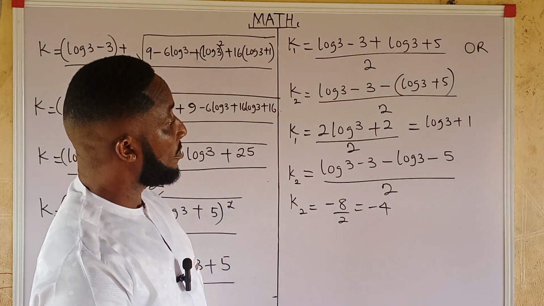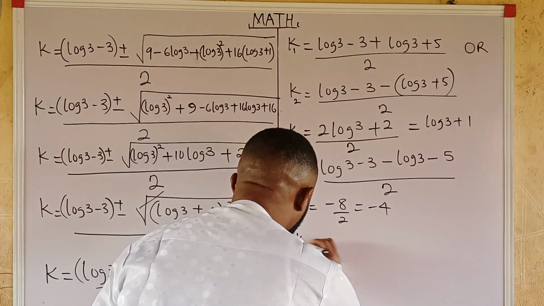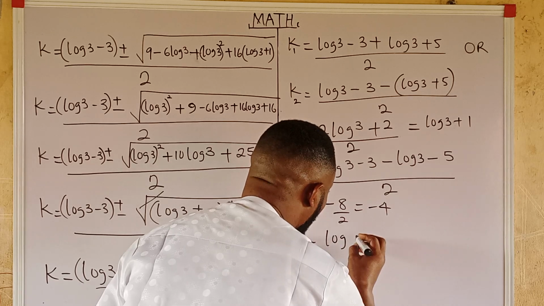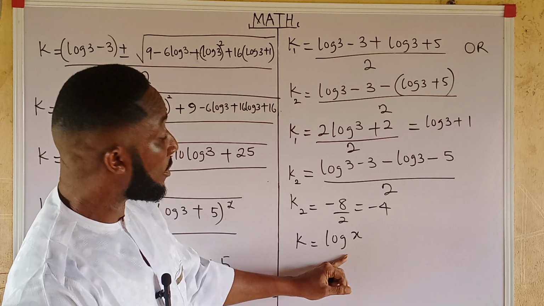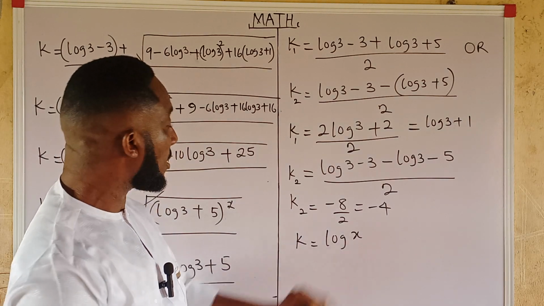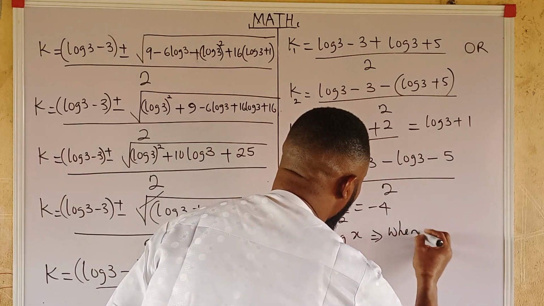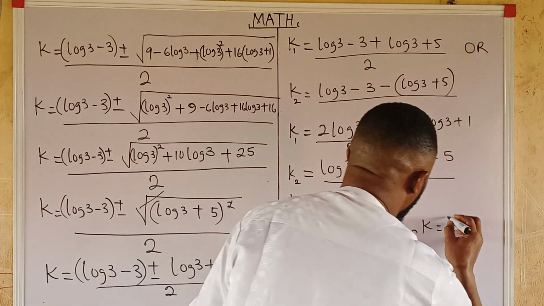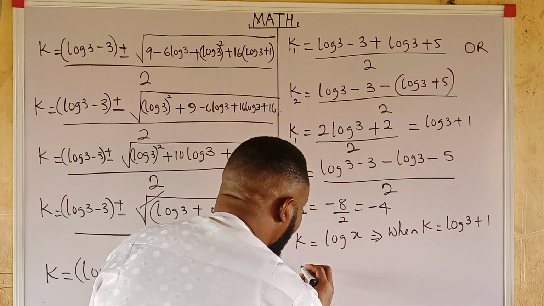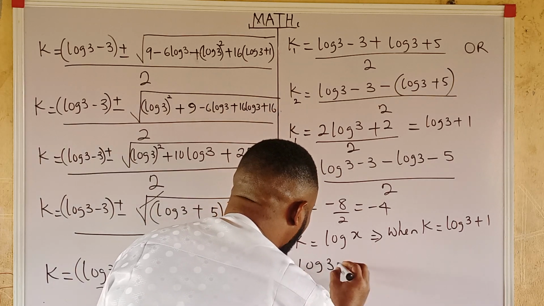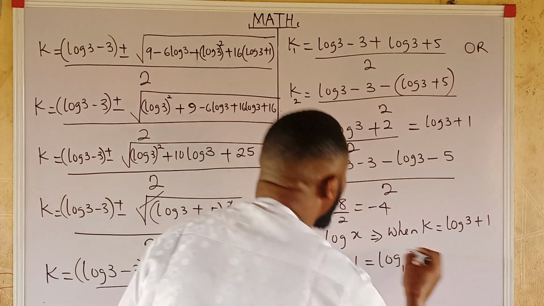Recall that we made an algebraic substitution that k equal to log to the base 10 of x. I said earlier that if the base of a logarithm is not written, it means that the log is to base 10. So when k equal to log 3 plus 1, I can write log 3 plus 1 equal to log to base 10 of the argument x.